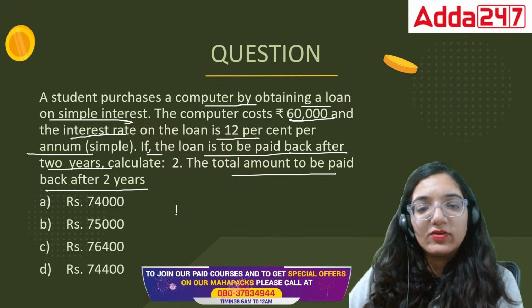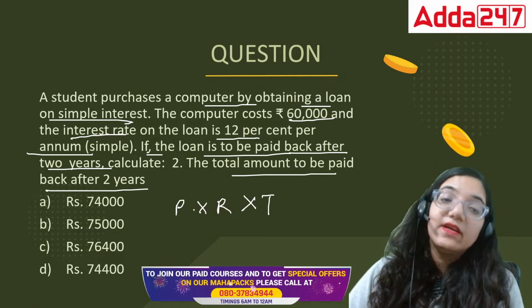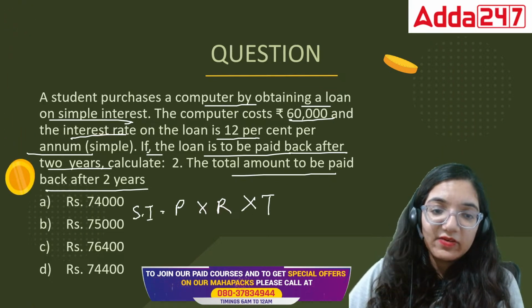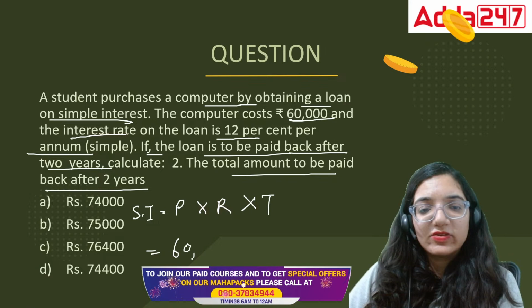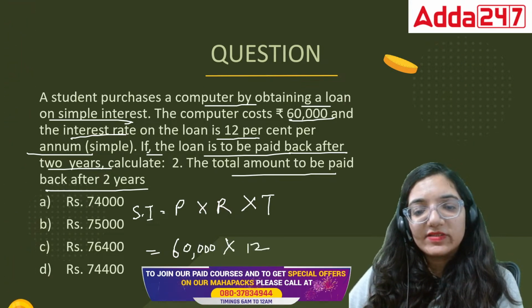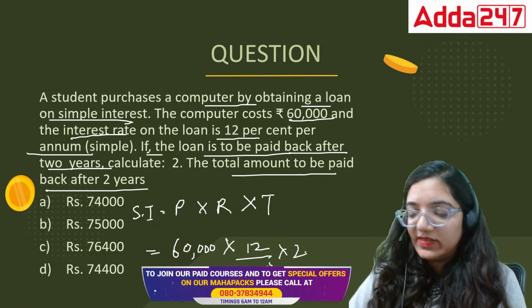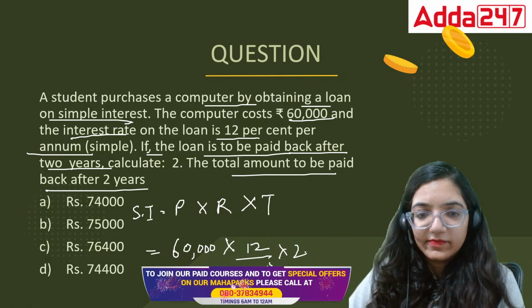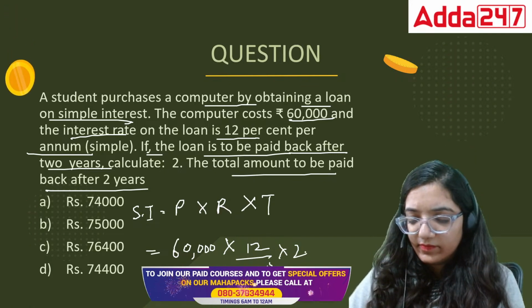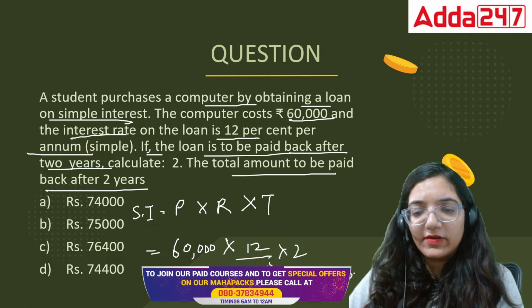It is your principal multiplied by rate multiplied by time. This will give us the simple interest, everyone. When we talk about it, it is going to be 60,000 multiplied by 12% multiplied by time, which is 2 years. So what is the simple interest in this case? It is actually 14,400 rupees.